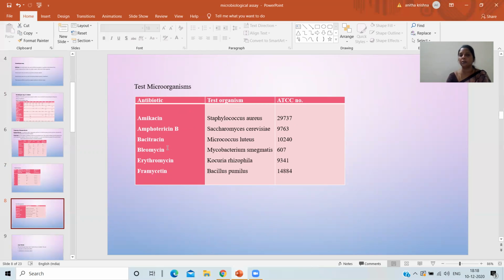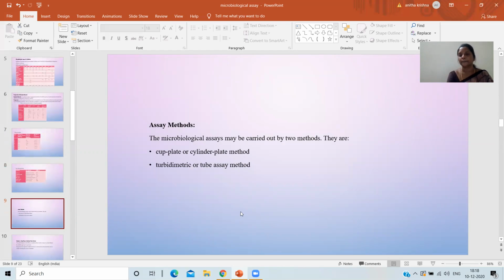This is how you have different organisms for different antibiotics: for amphotericin B, you have Saccharomyces cerevisiae; for bacitracin, Micrococcus luteus; for bleomycin, Mycobacterium smegmatis; for erythromycin, Kocuria rhizophila; and for framycin, Bacillus pumilus. So these are the different organisms which are used. I don't say this is the only thing. Different antibiotics are available and different organisms. These are some examples.